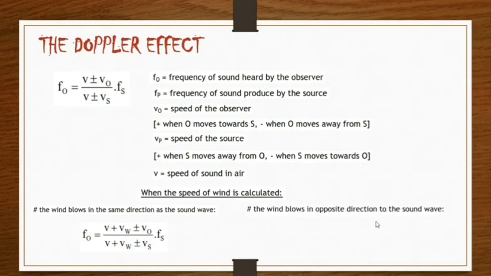When the wind blows in the opposite direction to the sound wave, of course that's when the sound wave will get to the observer slower, so we need to subtract the speed of the wind from V. The speed of the sound wave in air should be subtracted with the speed of the wind. So the frequency of the observer equals (V minus V wind plus minus Vo) over (V minus V wind plus minus Vs) multiplied by Fs.